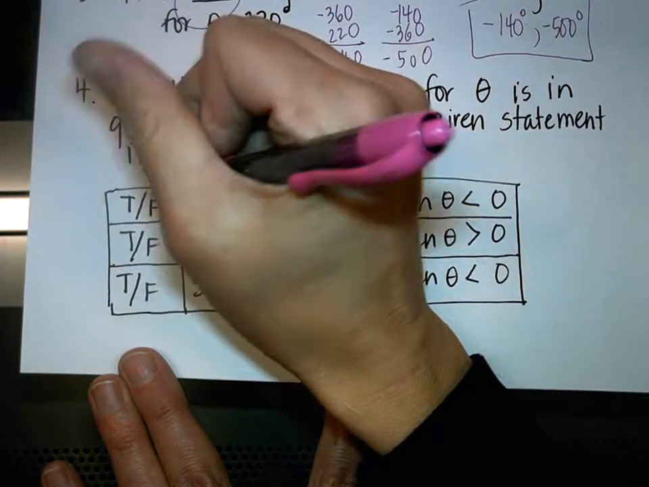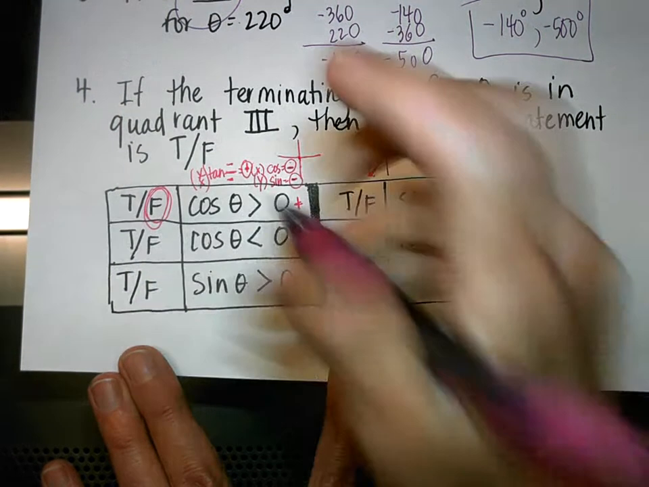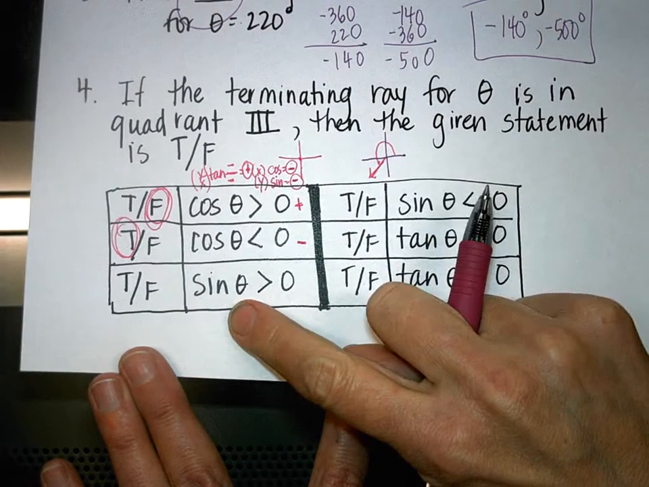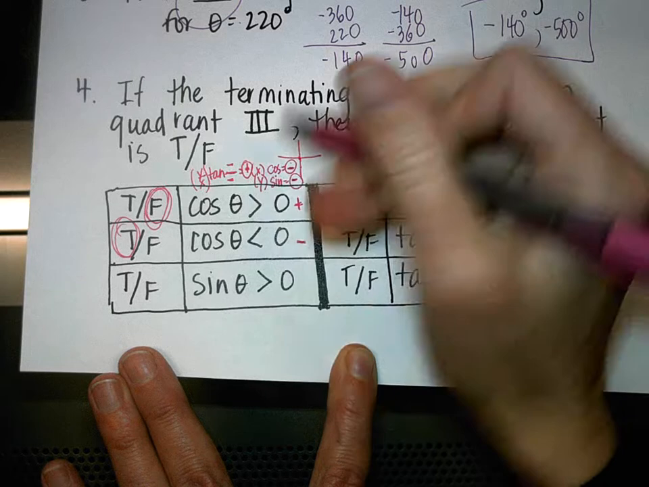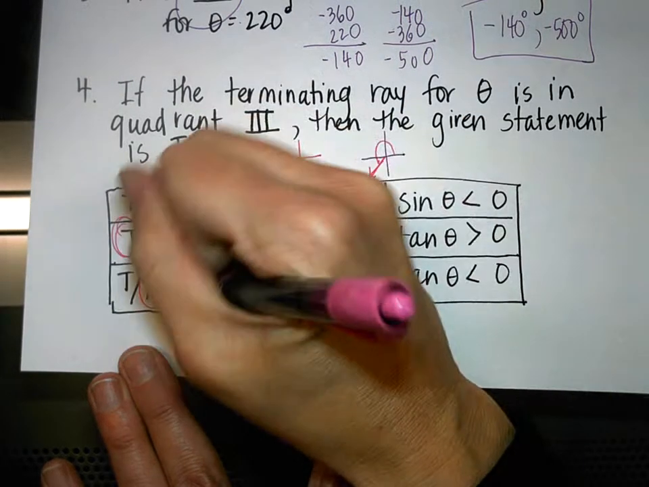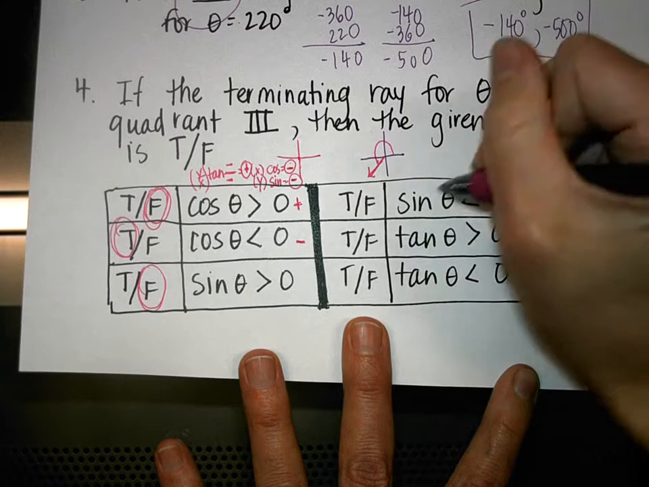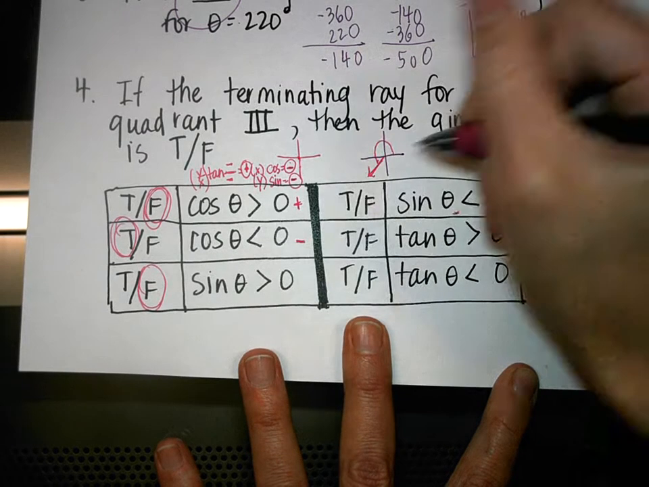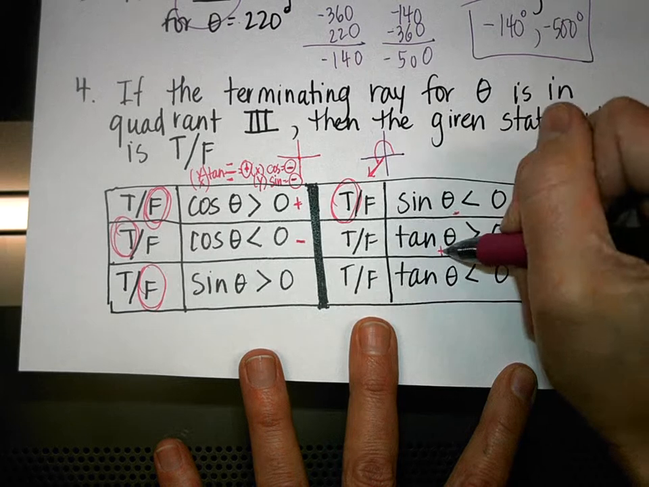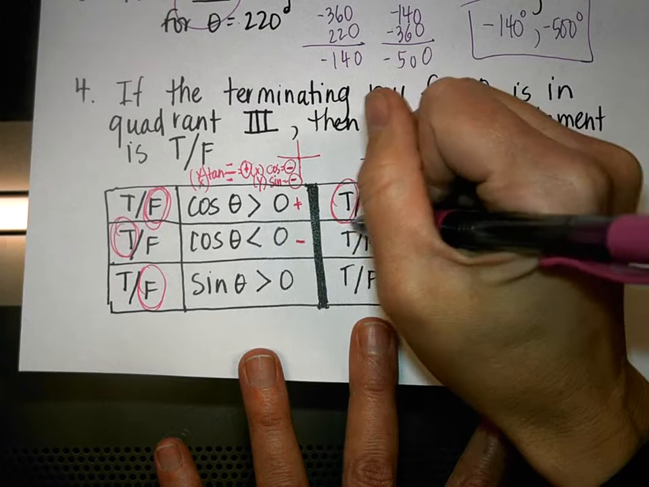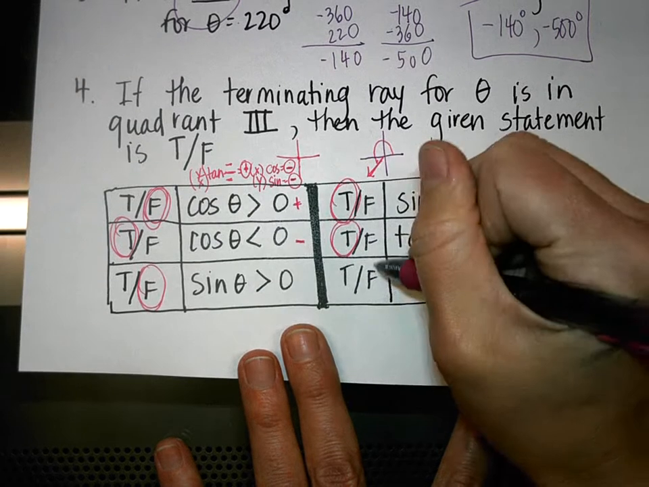So here in quadrant 3, is cosine positive? Nope, it's negative, so this statement is false. Here, cosine less than 0, that's negative values, that is true. Sine is greater than 0, that means sine is positive. Is sine positive? Nope, sine is negative, false. Sine is less than 0, which means sine is negative, and that is true. Tangent is greater than 0 would be positive values, and that is true. Tangent is less than 0, which means it's negative values, and that would be false.